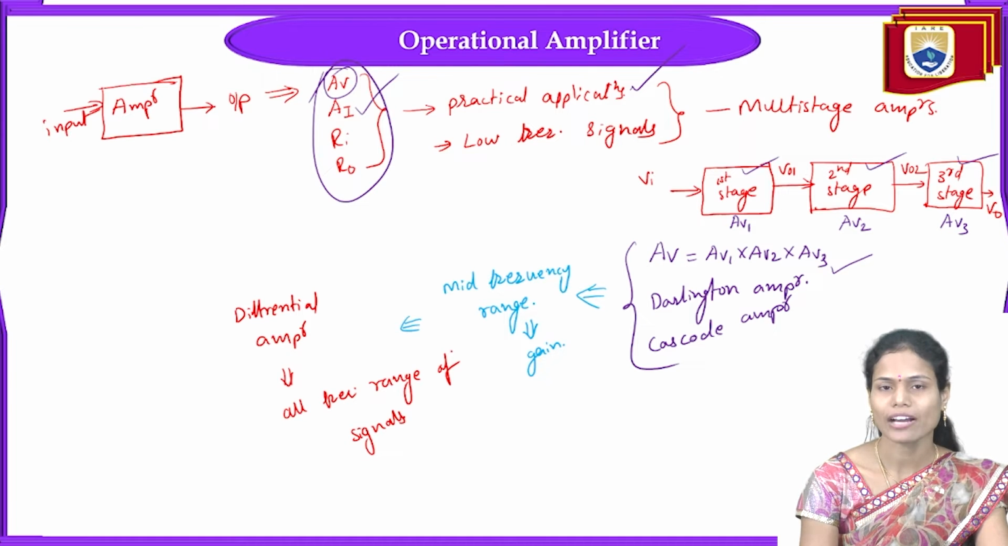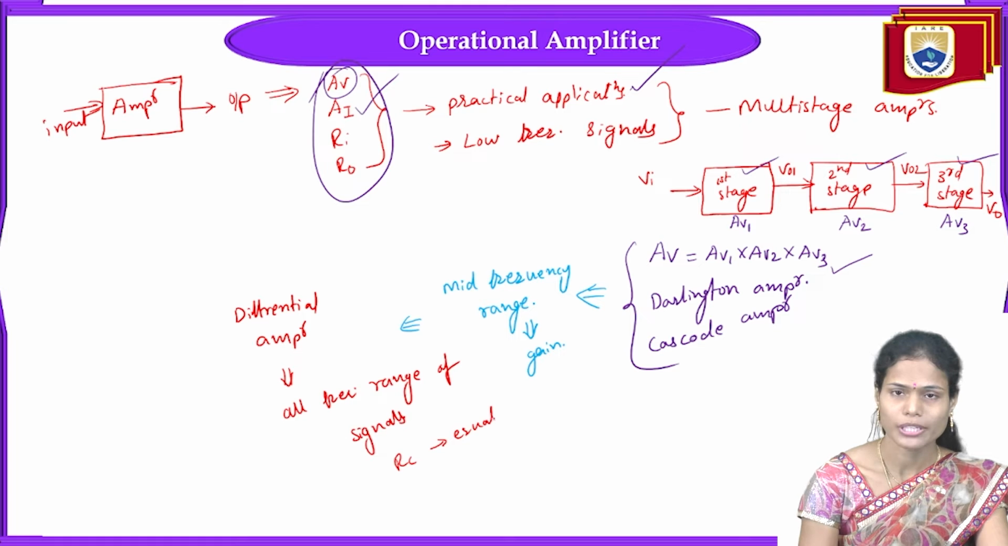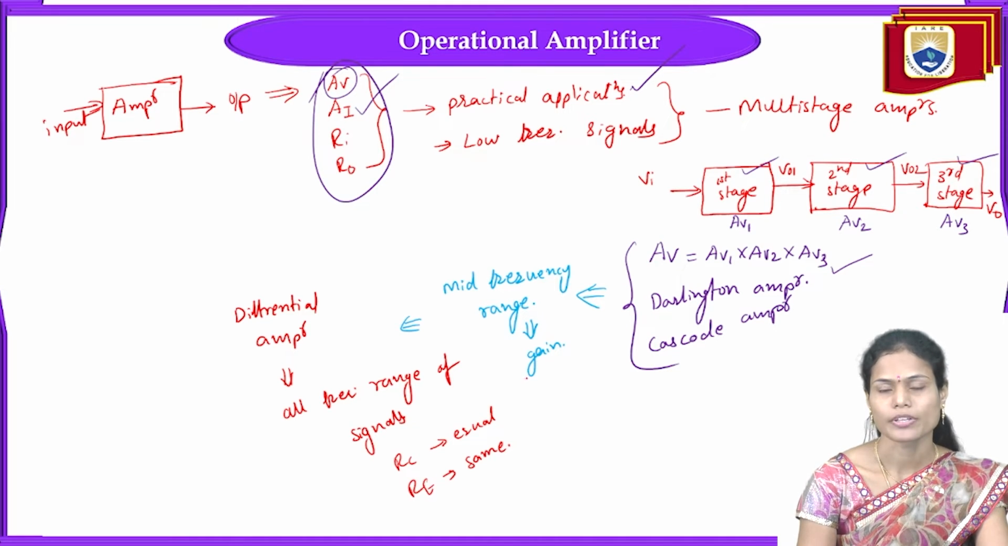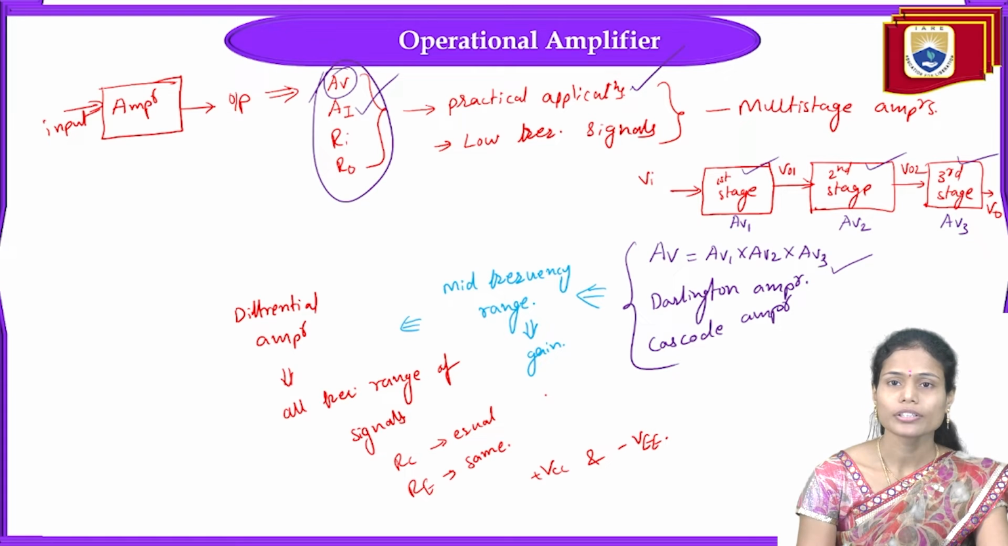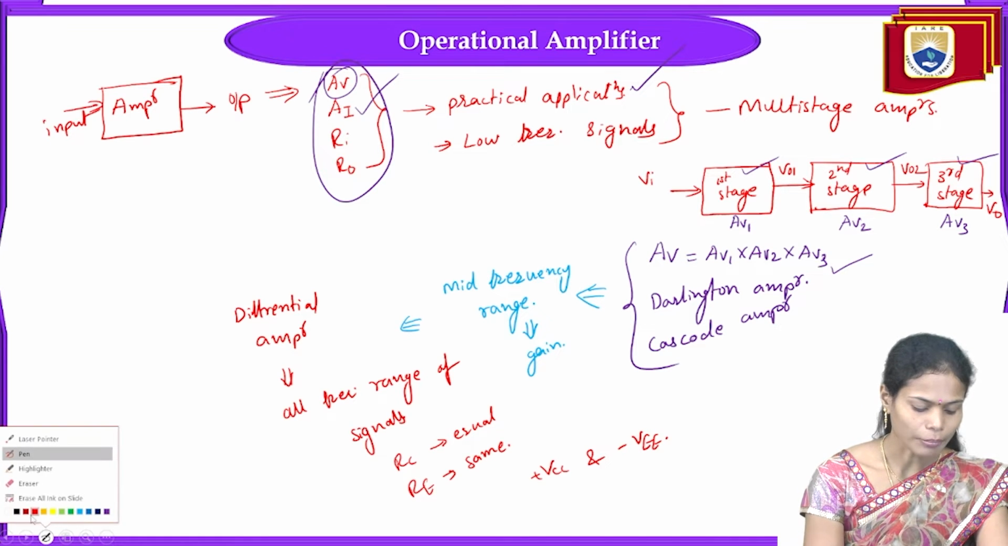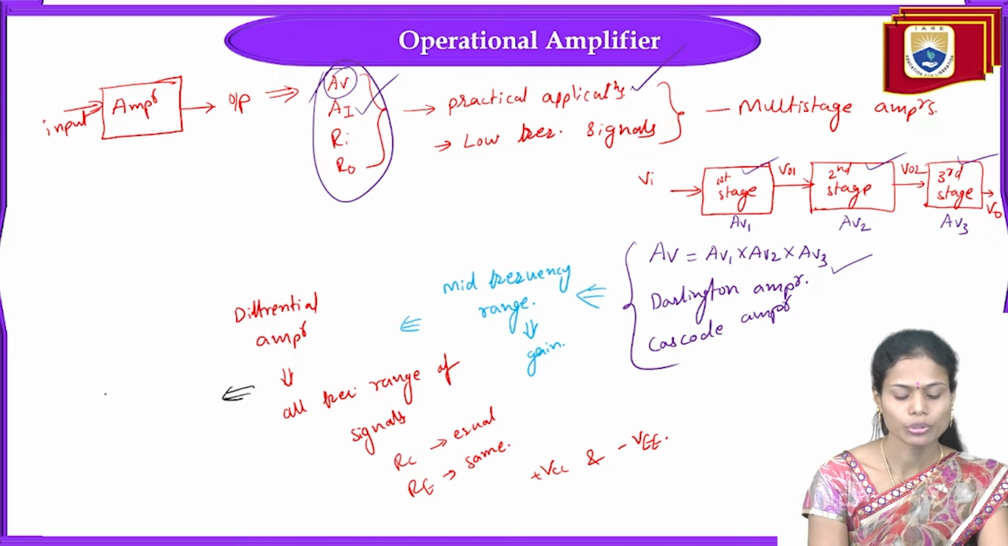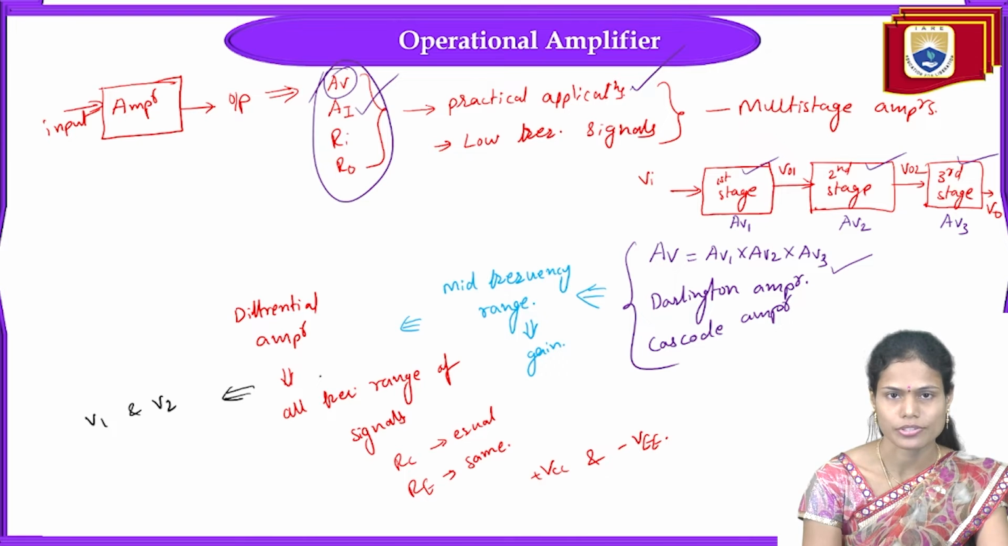That is nothing but they should have the same characteristics, and also the collector resistances of both the transistors should be equal or similar, and the emitter resistances of the two transistors should also be the same. In that manner we have to consider two transistors, and we have to interconnect them by a common supply, that is plus VCC and minus VEE supplies. To run that particular differential amplifier, we have to provide two signals V1 and V2. Those are the two input signals for the two similar transistors here.